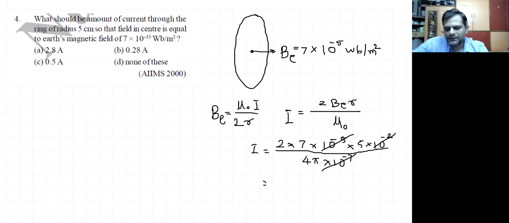And here, if we cancel out this 2 with this 4 leaving behind 2, then we are left with 7 into 5, which is 35. So we get 35 upon 2 pi, where pi is nothing but 3.14. So just find this approximately: 35 upon 6.28. If we divide 35 by 6, we will get 5 point something as the answer.